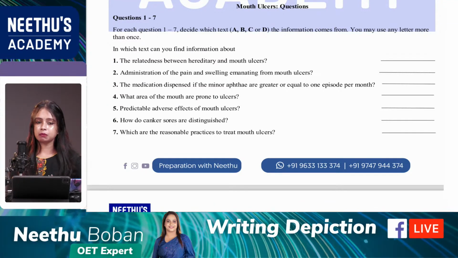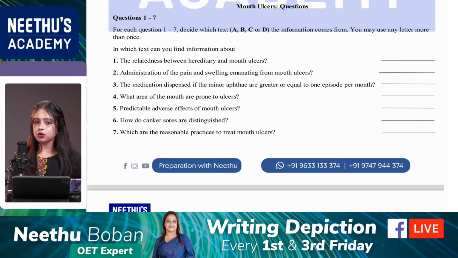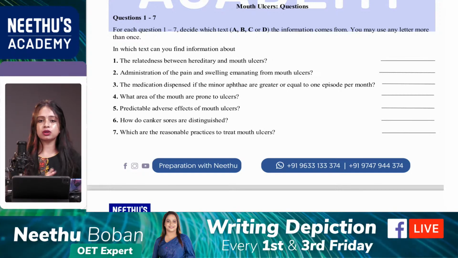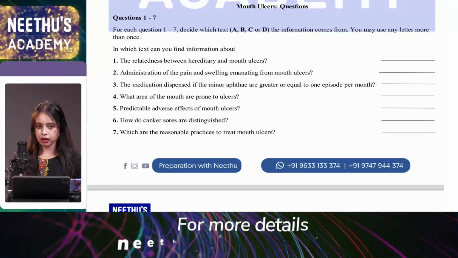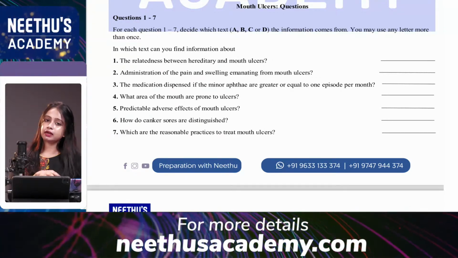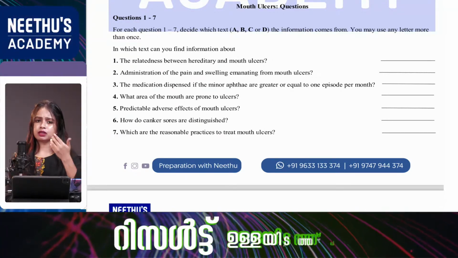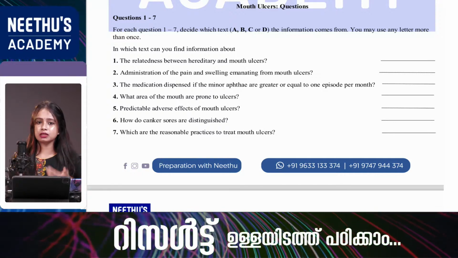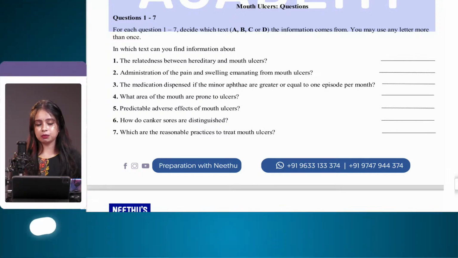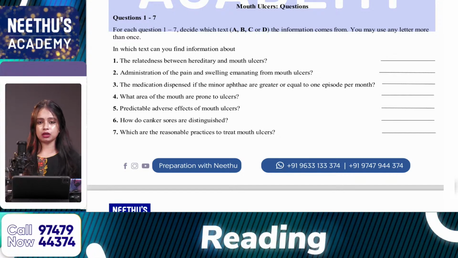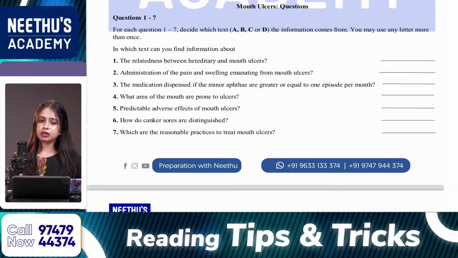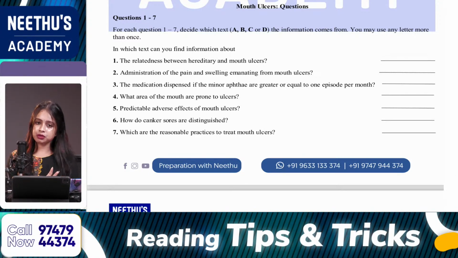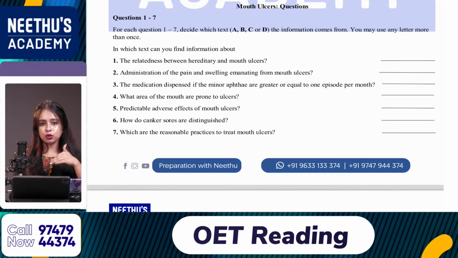Which method? Skimming and scanning. If you have no idea what skimming and scanning is, you are not going to pass this exam, to be frank. So please first understand what skimming and scanning is. With a lot of videos and everything, you guys have heard about it, but understand what skimming and scanning is. So what is skimming and scanning? Skimming means, suppose I know the language.